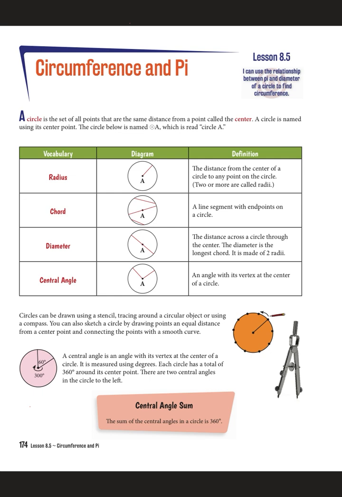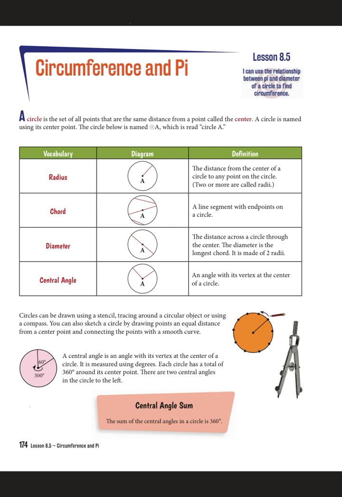All right, so in the chart here, let's break this down, starting from the left and working our way to the right. The very first vocab word is radius. They give you a diagram there in the middle, and the definition of the radius is the distance from the center of a circle to any point on the circle. Two or more are called radii.